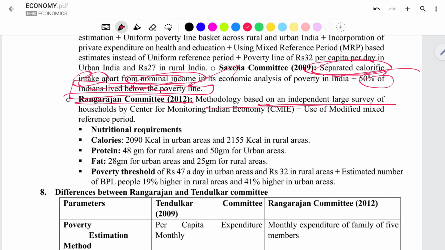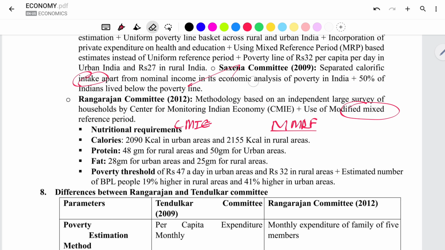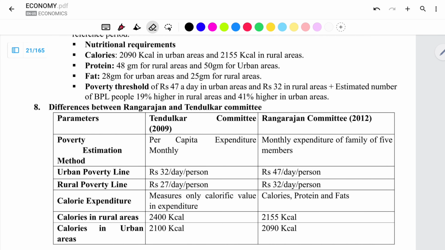Rangarajan is a methodology based on the independent survey of households by CMIE, used modified mixed reference period. Mixed reference period is for Tendulkar, modified mixed reference period. Right. Here the methodology is based on a large survey of the households by the Centre for Monitoring Indian Economy. Now, calorific values, they are speaking about calories, protein, and then the fat. Then Rangarajan is speaking about calories, protein, and the fat.